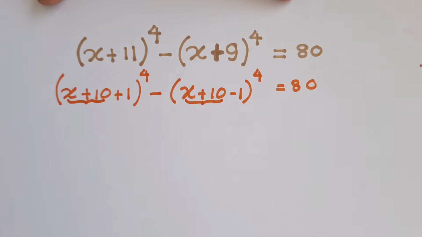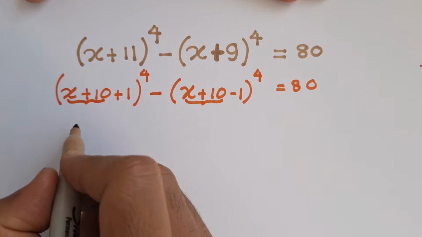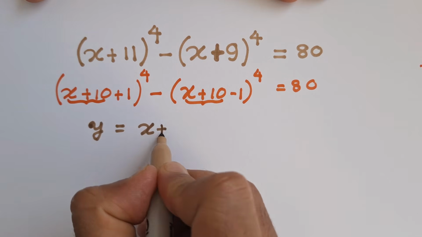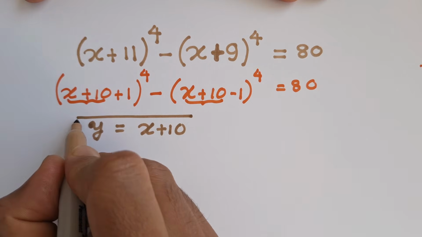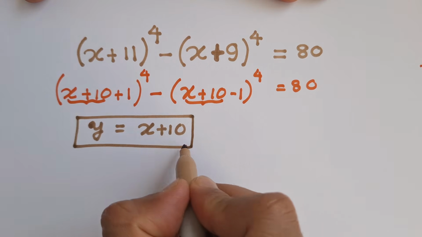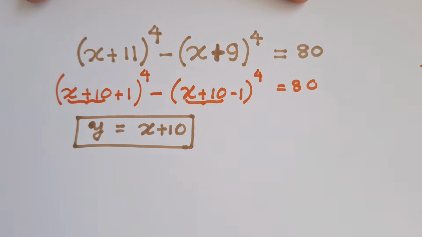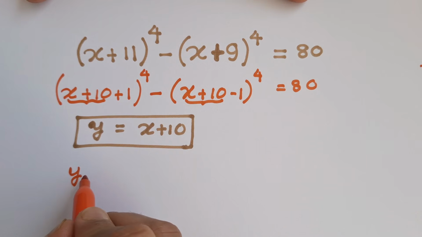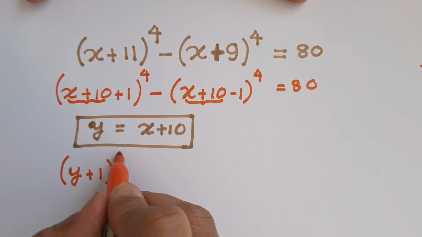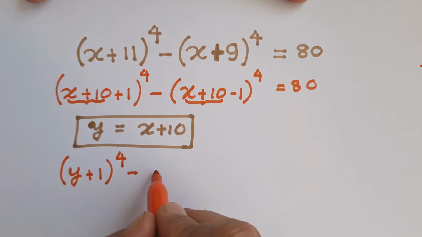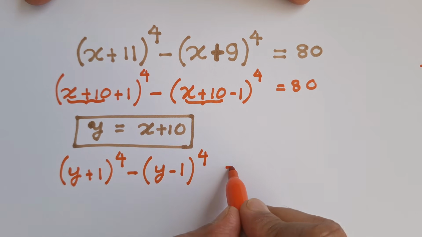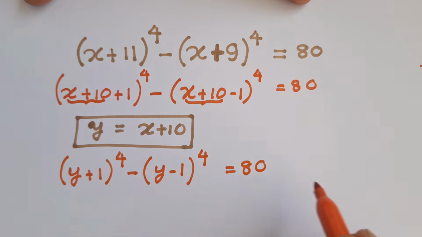So now I can use a substitution for this x plus 10. I'm going to take y is equal to x plus 10. Then I can rearrange the equation again: in the first parenthesis I have y plus 1 whole to the power of 4, minus, in the second parenthesis I have y minus 1 whole to the power of 4, is equal to 80.